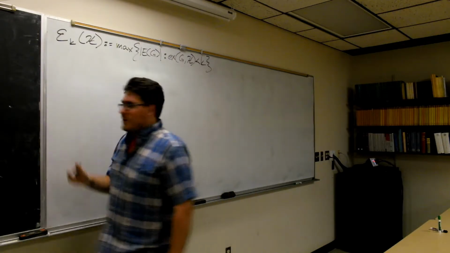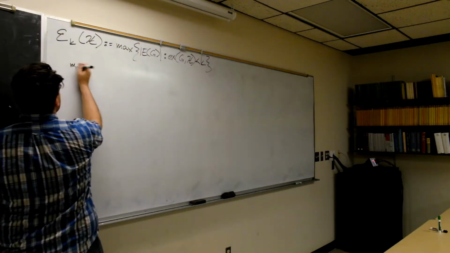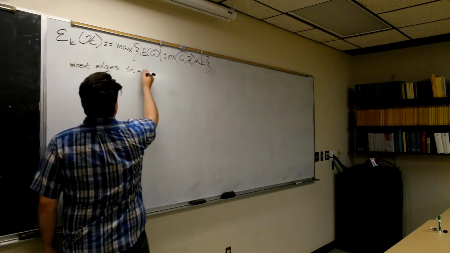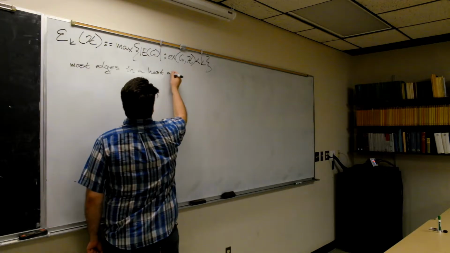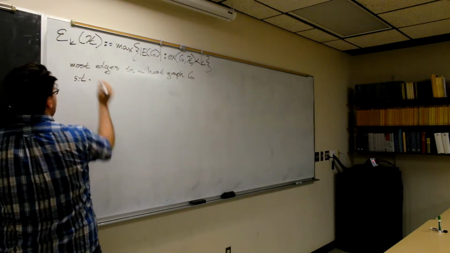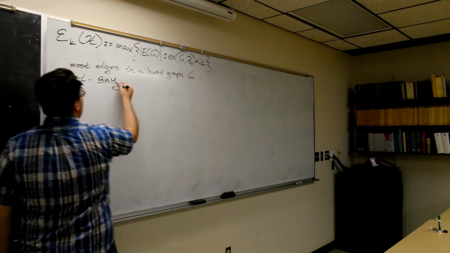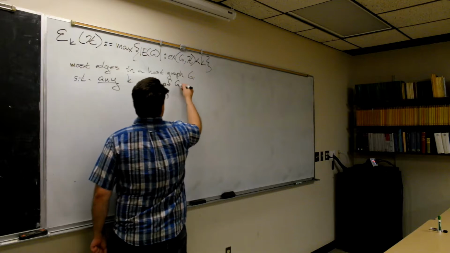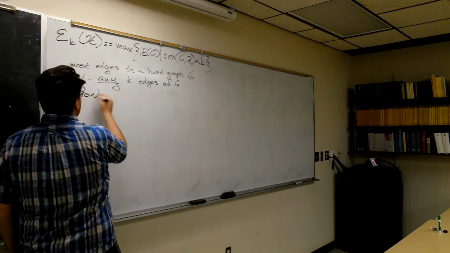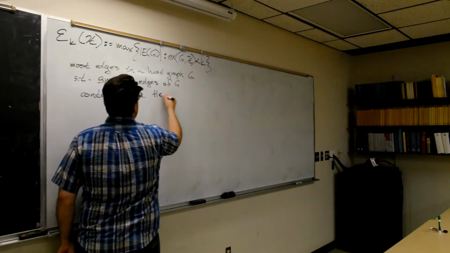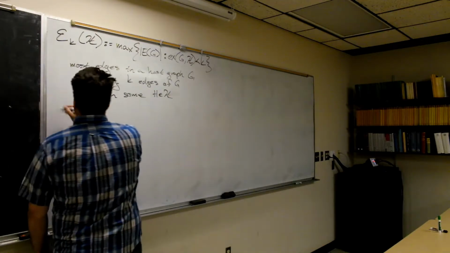Now what does this mean in words? This is the most edges in a host graph such that any k edges of G contain some H. Okay.